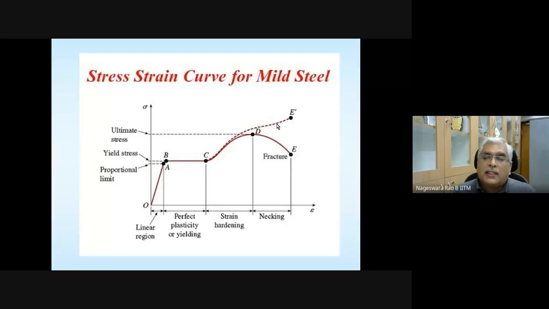After C, the stress value is rising, and this is what is called the strain hardening portion. The portion between B and C is perfect plasticity or yield, also called yield plateau, and the initial portion from 0 to A is the linear region. Stress is proportional to strain, and the slope of this matches with your Young's modulus or modulus of elasticity for steel. And this peak point is the ultimate stress.